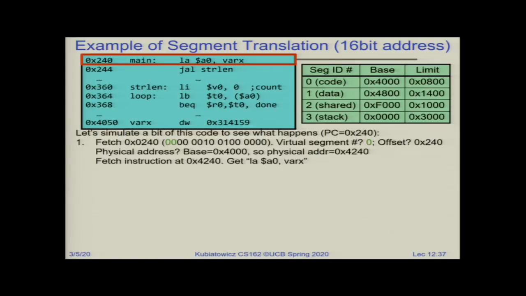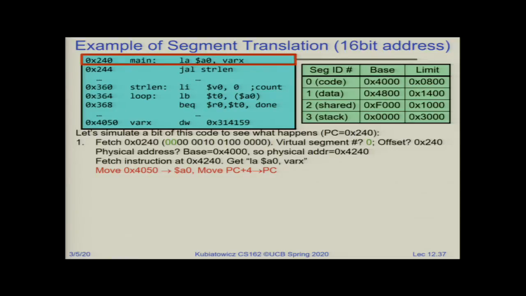Now to execute this load address instruction, I'm going to move the address here, 4050, into A0. That's what this load address instruction does. Don't worry about which assembly language that is. Let me ask you this. What do I load into A0? Do I load 4050 hex, or do I try to translate 4050 hex?